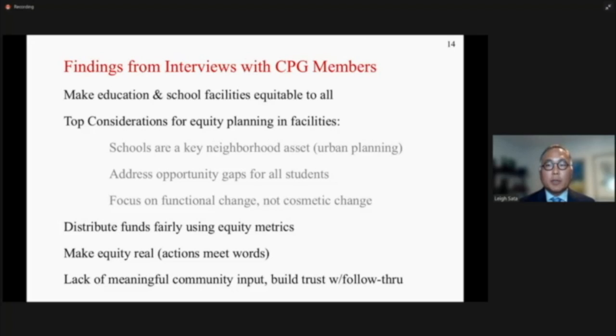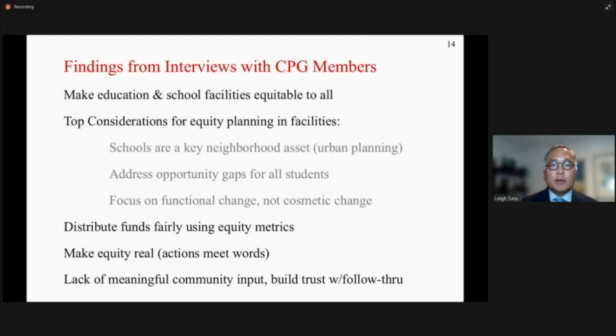The second piece of data that we'd like to share with you this evening is a set of interviews that were conducted by the RSS group, and they interviewed several members of the core planning group. The data was compiled from those interviews, and there were several findings that rose to the surface that are identified here. The first one was a desire and a request to make education and school facilities equitable to all. And again, leaning back into those first four principles, that is the definition of equity that we all agreed upon.